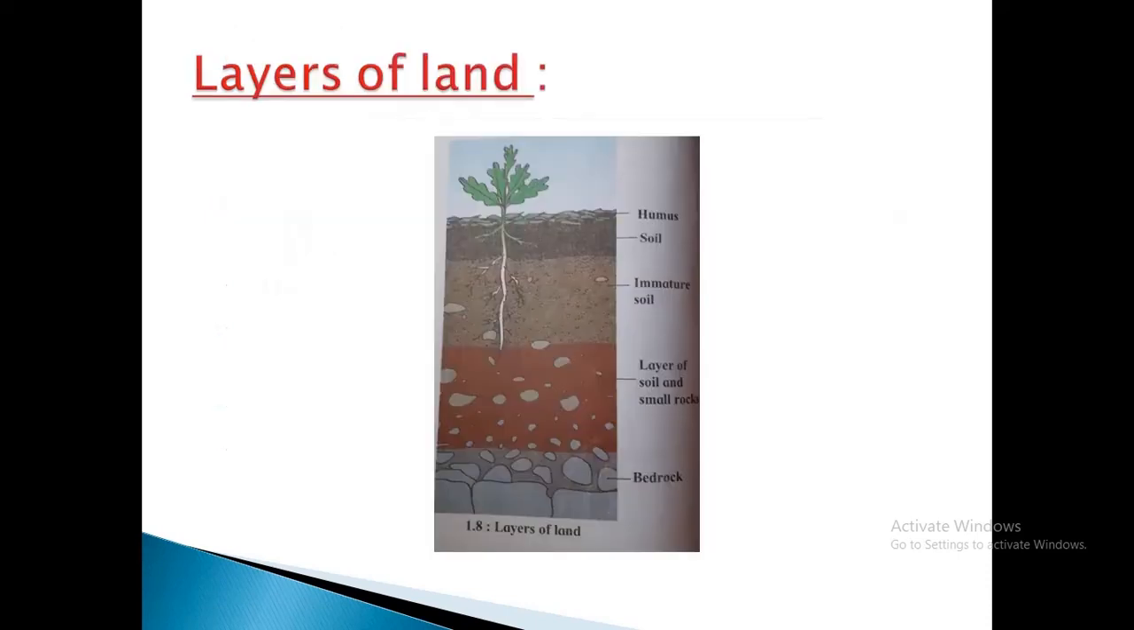These are the different layers of the land. The topmost layer is called humus. Next is soil. Then the next layer is immature soil. Then layers of soil and small rock. Then the last layer beneath is called bedrock. We will see them one by one.